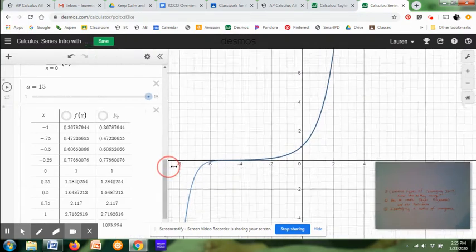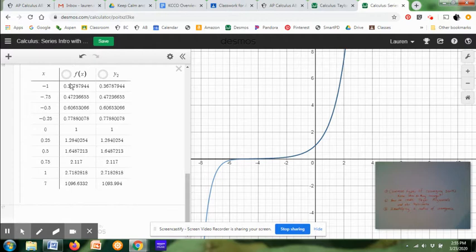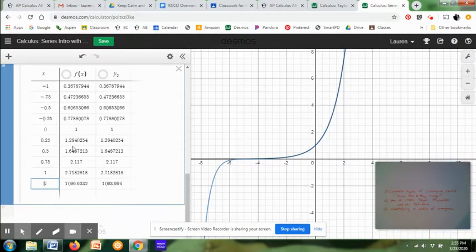But look at what happens with the table of values. Here's e to the x. This is our 15th degree. These are all matching, aside from 7, the extra one that I threw in there. But if you look at the closer values, they're all accurate from negative 1 to 1. They are 8 digits deep, and they are still identical.